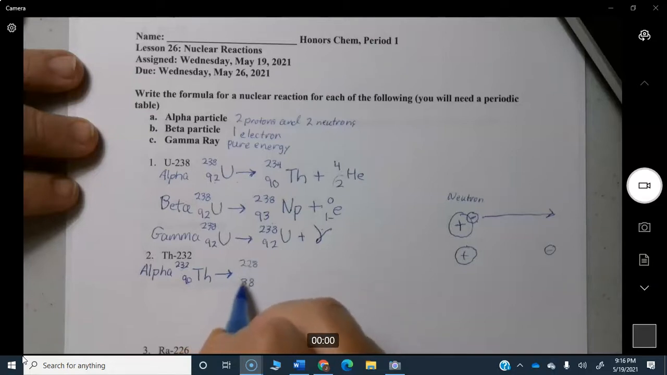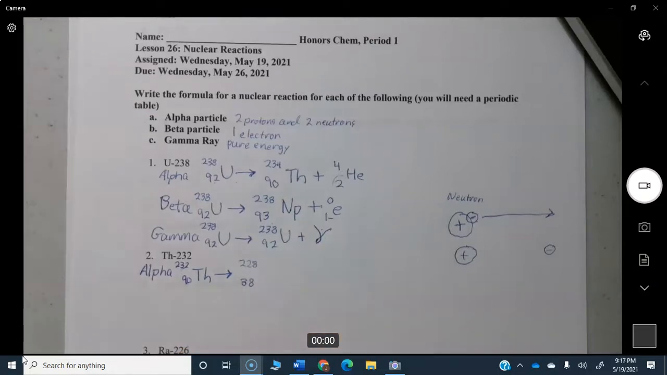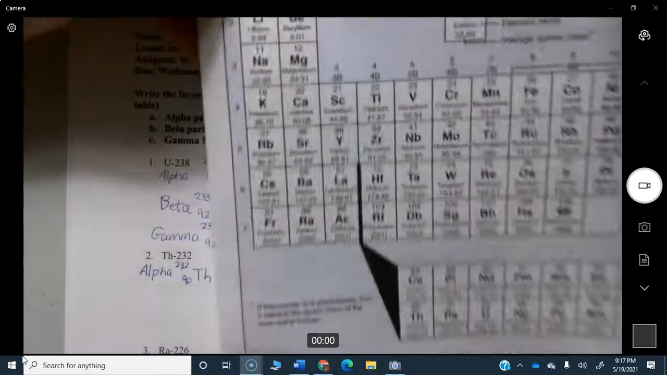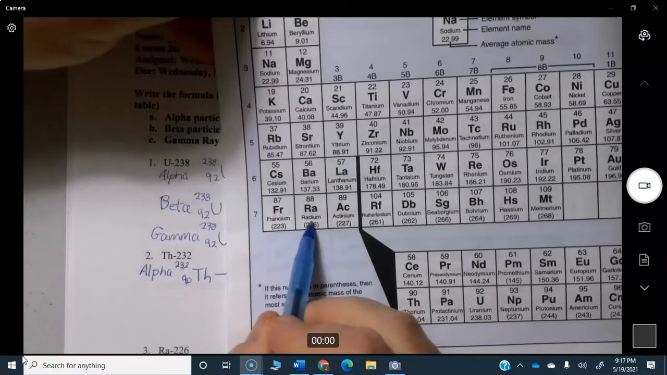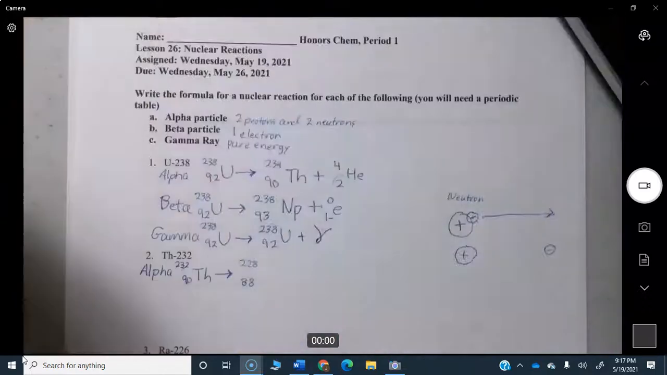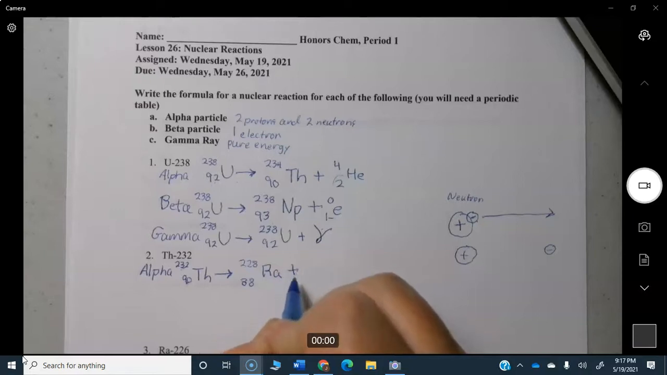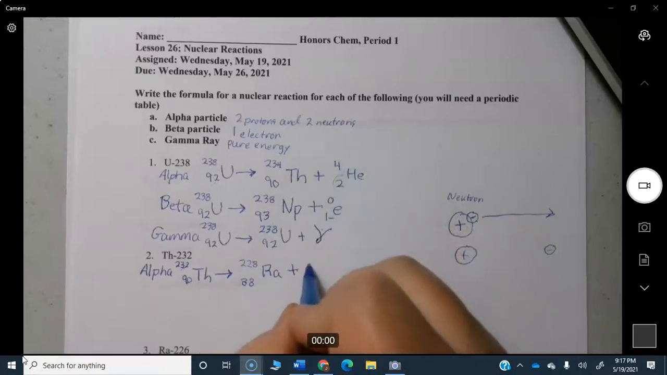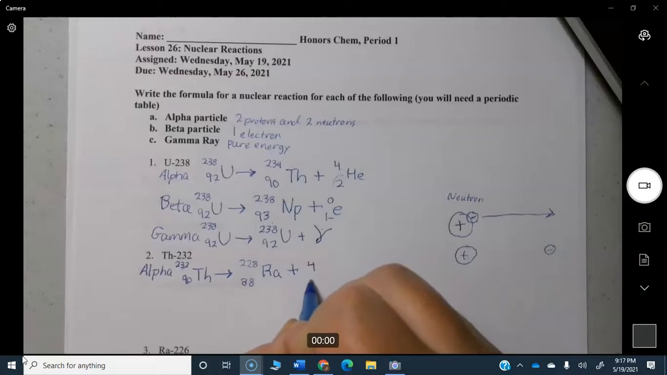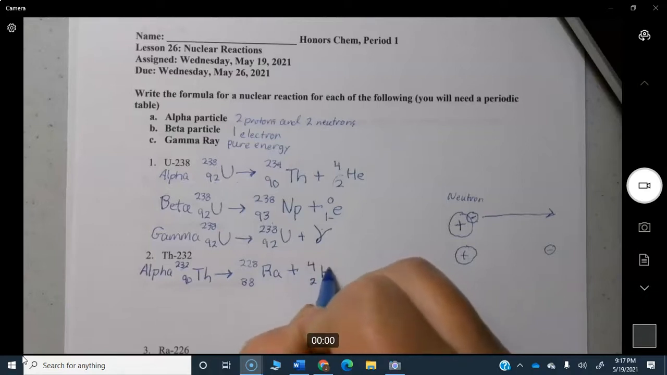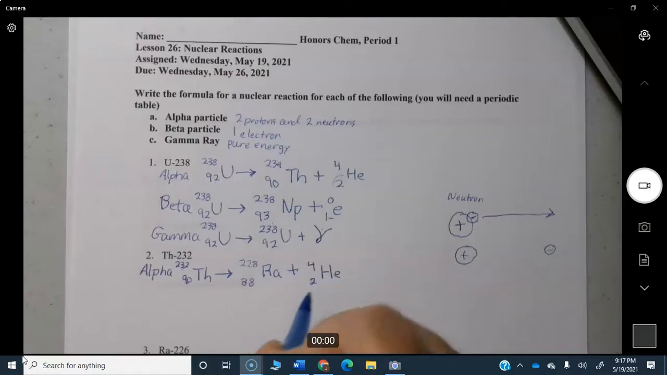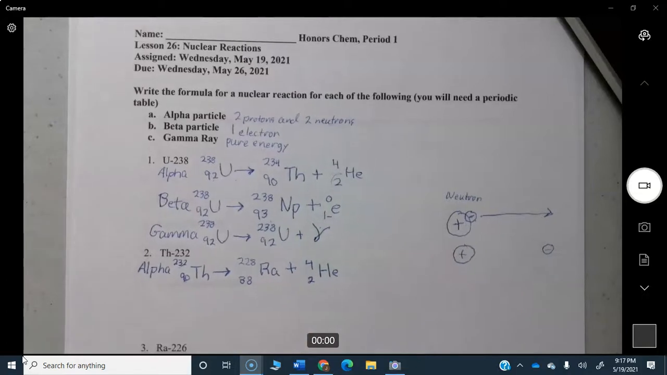So now we have to see what element number 88 is. And we come over here and we see that it's radium right there, radium. Plus the same thing we had up here, the equivalent of a helium nucleus. 2 protons, 2 neutrons. That's the alpha particle.